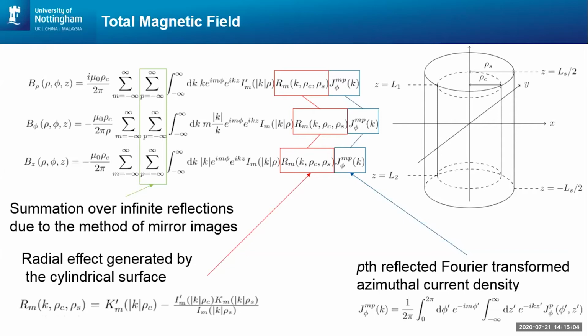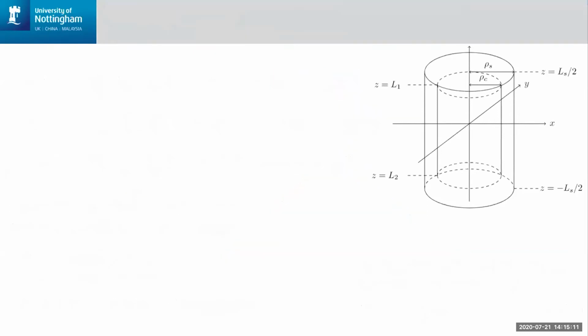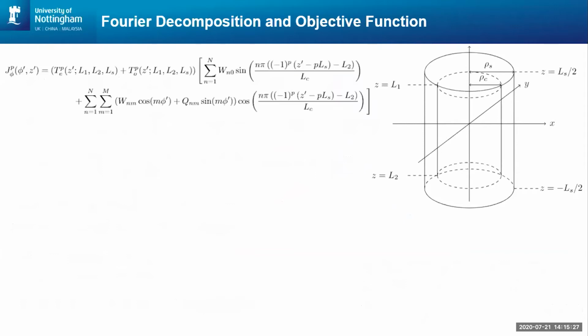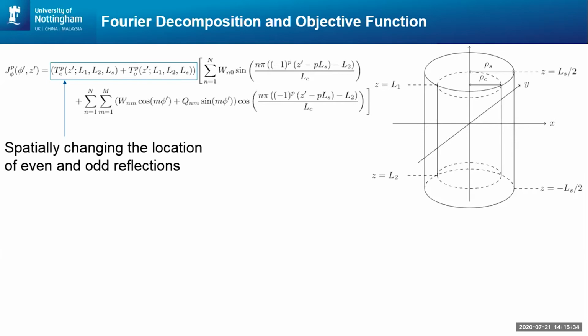So now that we've got the magnetic field in terms of pseudo current density, we now need to propose a Fourier decomposition of this current density in order to optimize our problem to generate desired fields for specific Fourier coefficients. So we use an azimuthal current density of this form, where we've added on and changed different things, where we've taken into account the spatially changing location of each odd and even reflection.